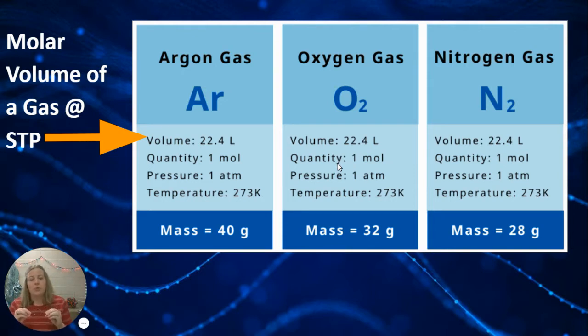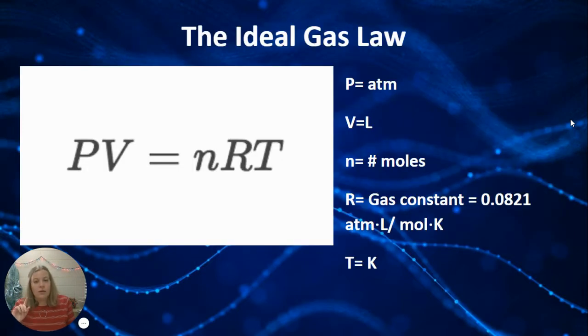So at the same temperature, they're going to have the same average kinetic energy, but in this case, the nitrogen is going to be the fastest because it's the lightest, and argon is going to be the slowest because it's the heaviest. But they have the same number of particles moving around in that container. And this is at STP.